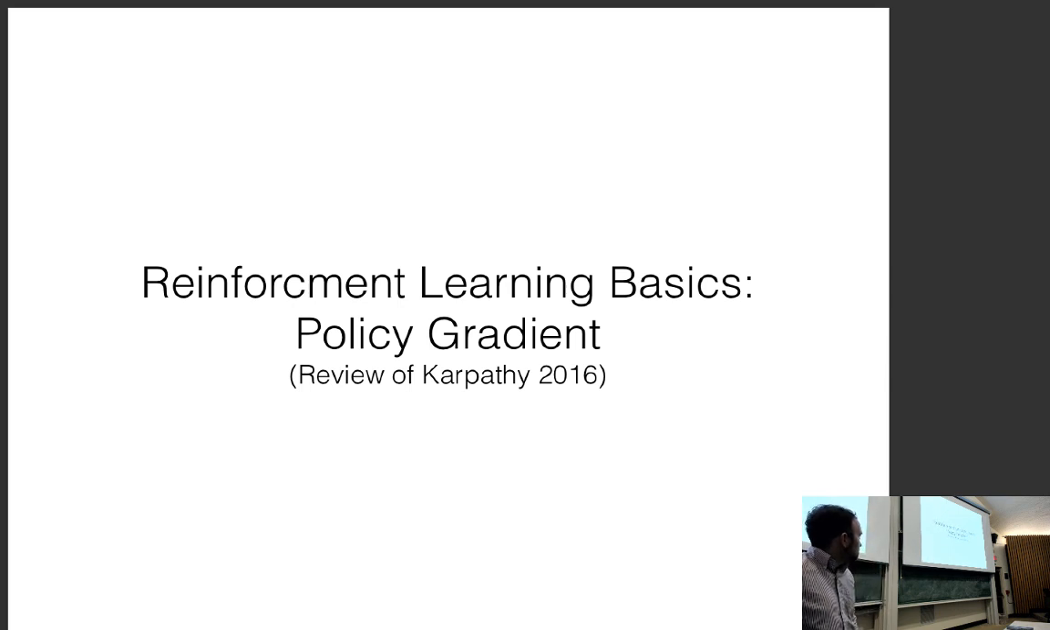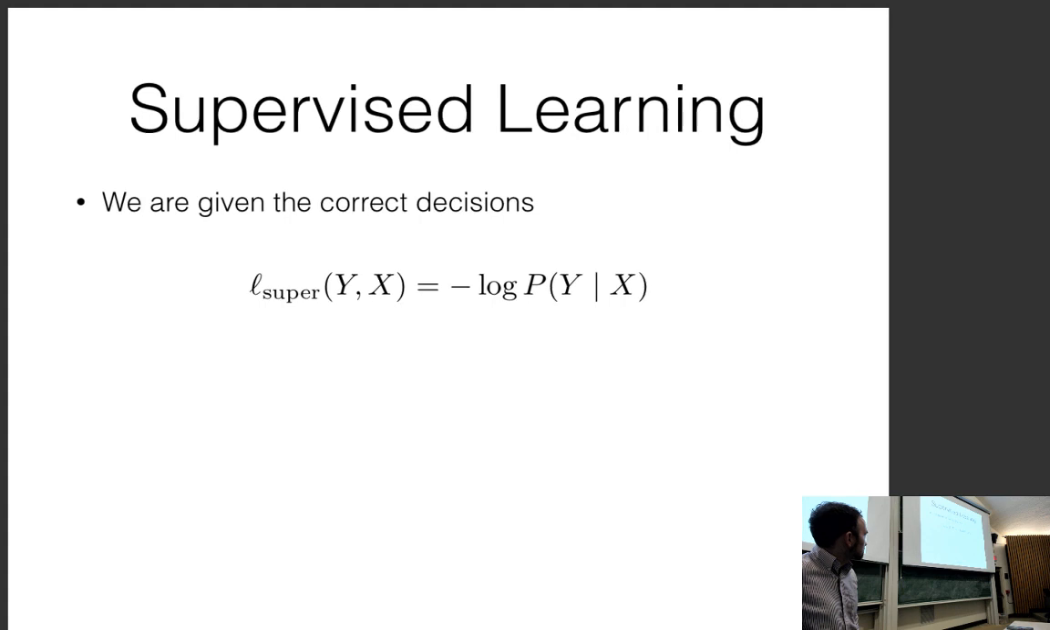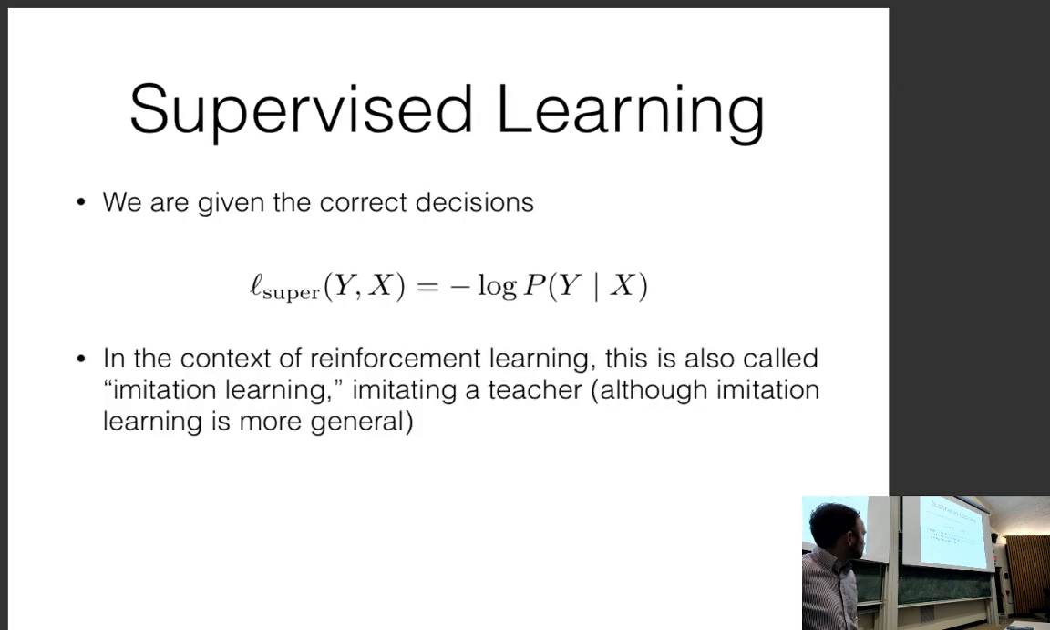But first, just to go very quickly through the policy gradient, I'm going to explain this from a slightly different perspective than the blog, but I think it will be pretty similar. In supervised learning, we're given correct decisions, and then we can calculate the log likelihood of an output. Let's say this is a sequence-to-sequence model where we have an input X and an output Y. The negative log likelihood is what we use for optimizing our model.